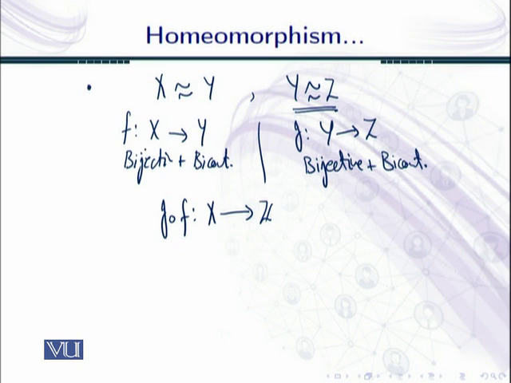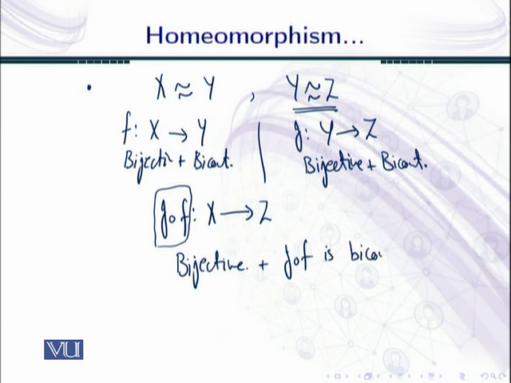We know that f is bijective and g is bijective, so the composition of two bijective maps is again bijective. So this is bijective. Then this is bicontinuous. Reason? We know that if we have two continuous maps, then the composition of two continuous maps is again continuous. So g o f is continuous because f is continuous and g is continuous.